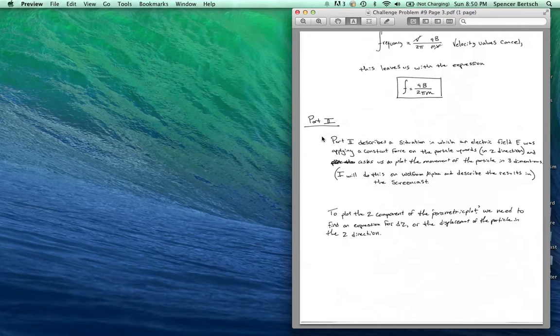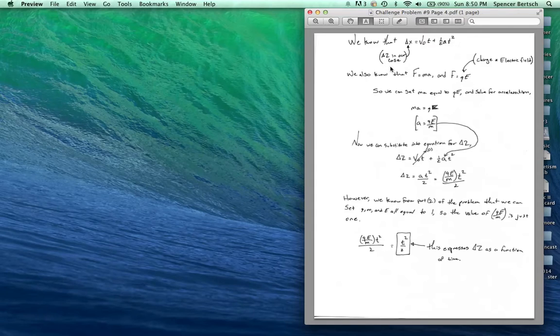Okay, so part 2 is really interesting. It asks what would happen if you turned on an electric field that was going upwards in this system where the point was traveling around in a circle on the xy plane. What if you turned on an electric field that was pushing the charge up in the z direction? To do this, we have to find an expression in time for delta z, or how much that charge is going to go up in how much time.